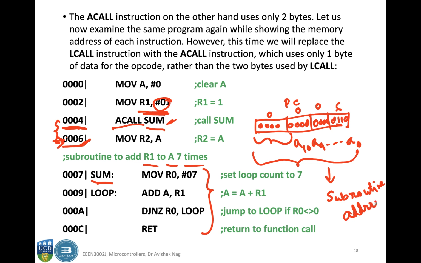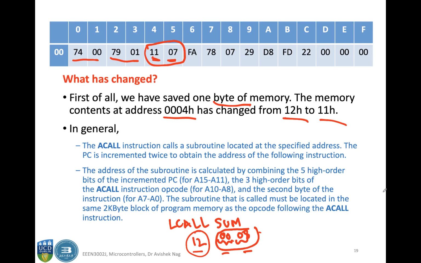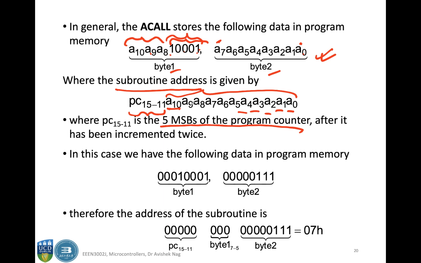So if you go back to that scheme here, your subroutine address is given by A0 to A10 and then the 5 MSBs of the program counter after it has been incremented twice. And the twice comes from the fact that ACALL is 2 bytes, and whenever the ACALL instruction is executed, the program counter will automatically increment twice to locate the next instruction, okay.